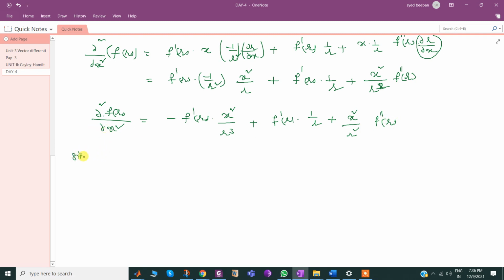Similarly, I may write ∂²f(r)/∂y². Wherever x is available, in the place of x it is replaced with y. So here: minus f'(r) times y²/r³, plus, there is no x and y here, so it will be as it is, f'(r) times 1/r, plus y²/r² f''(r).